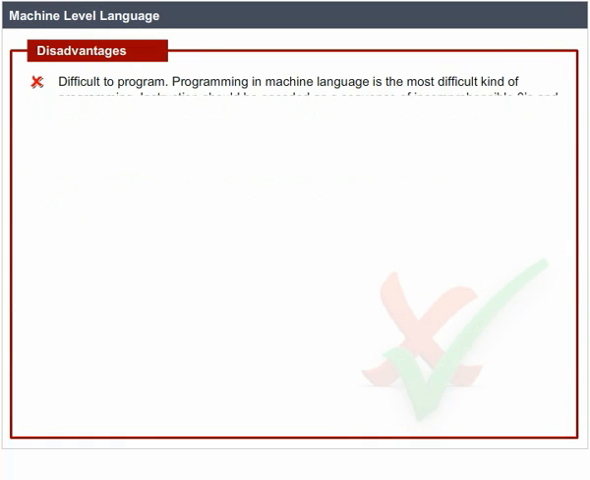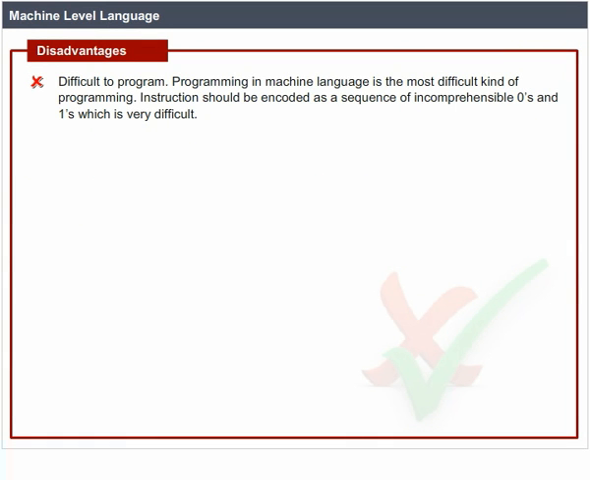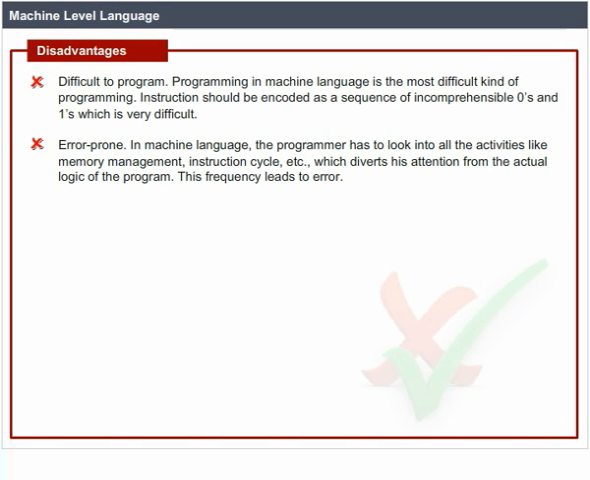Disadvantages. Difficult to program. Programming in machine language is the most difficult kind of programming. Instruction should be encoded as a sequence of incomprehensible zeros and ones, which is very difficult. Error-prone. In machine language, the programmer has to look into all the activities like memory management, instruction cycle, etc., which diverts his attention from the actual logic of the program. This frequently leads to error.